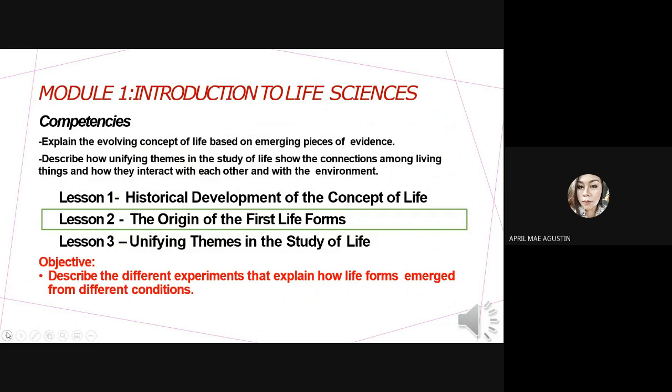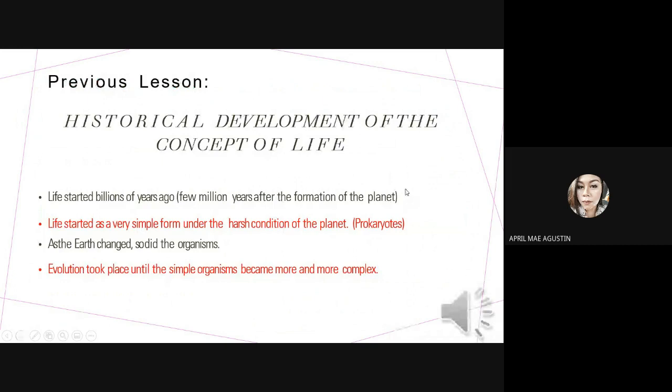Let us have a recall of our previous topic, the historical development of the concept of life. With regards to that, we now know that life started billions of years ago, a few million years after the formation of the planet. Life started as a very simple form under the harsh conditions of the planet, whereas the first living organism that was formed is known as the prokaryotes.